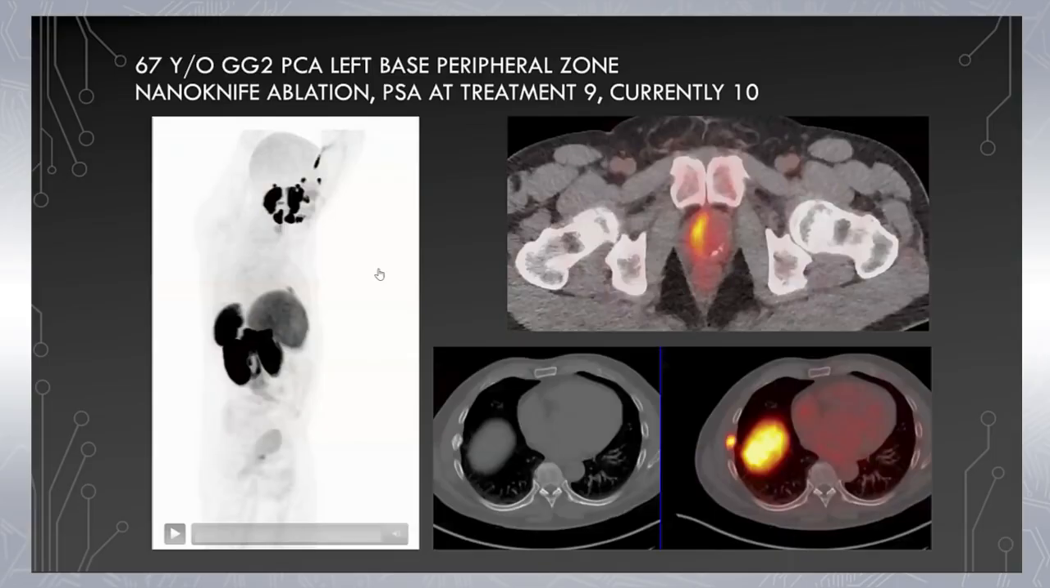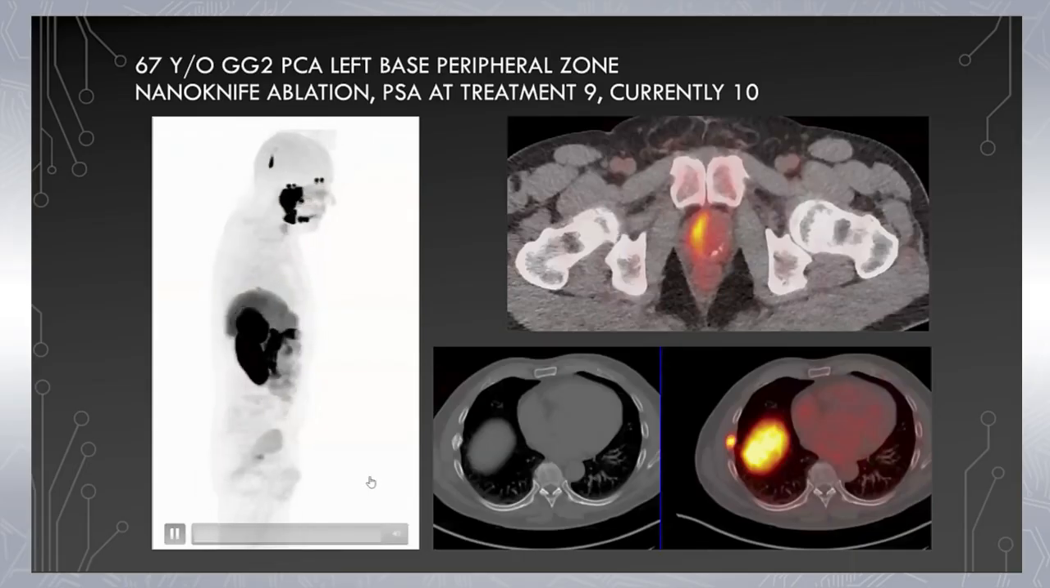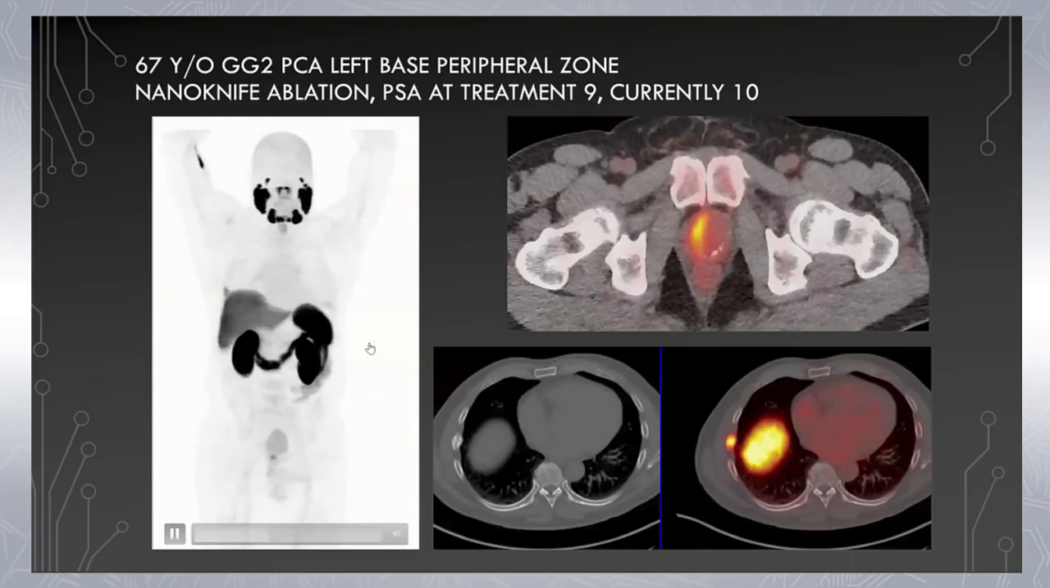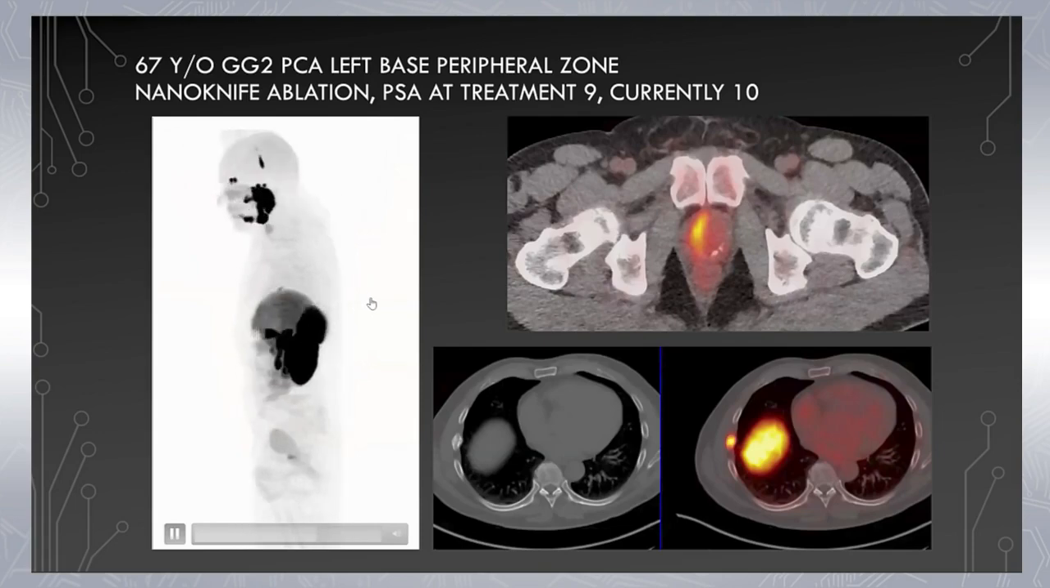Let's look at another case. This is a 67-year-old with Gleason grade group 2 prostate carcinoma at the left base, at the peripheral zone. The patient underwent nanoknife ablation, PSA at treatment 9. Currently, the PSA is 10. So let's begin by looking at the fluidofolostat PET-CT scan, MIP images demonstrating the normal radiotracer distribution of disease.